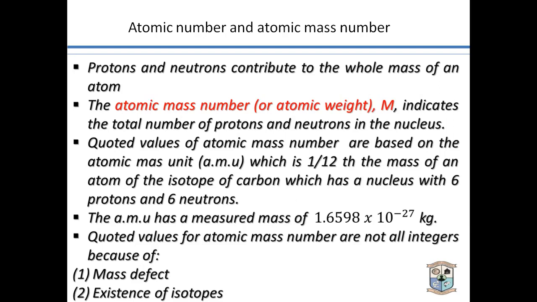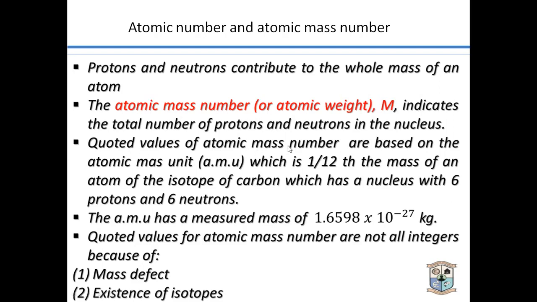So the AMU has a measured mass of 1.6598 times 10 to the power minus 27 kilograms. And quoted values for atomic mass number are not all integers because of what are known as mass defects or the existence of isotopes. What are isotopes? These are various forms of an element that have the same number of protons, but a different number of neutrons.